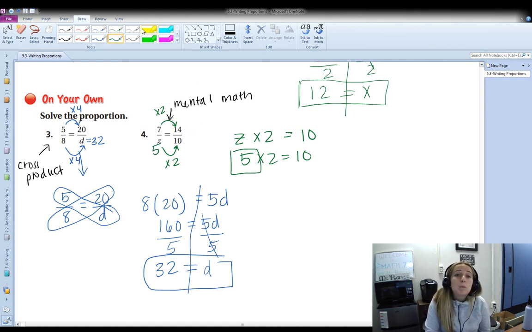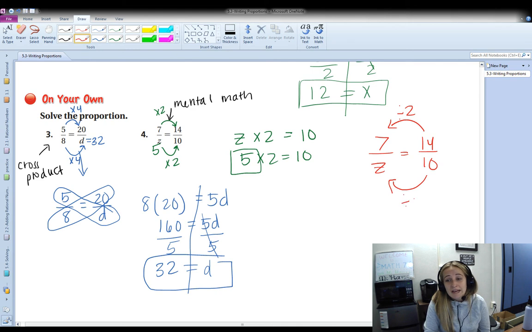You also could go backwards if you wanted, and you could do 7 over z equals 14 over 10. You could go from the reverse. 14 divided by 2 equals 7. So then to get z, you want to divide 10 by 2. All right, so either way, you should get z equals 5.